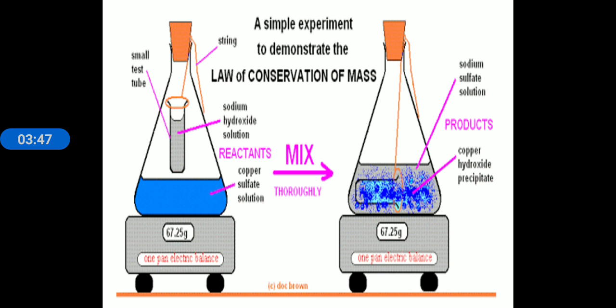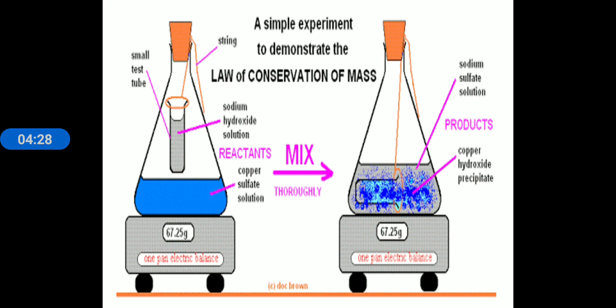In this experiment, we need an electrical balance to measure the weight of the reacting substances, a conical flask, and a test tube. The test tube is hanging in the conical flask with the help of a string. This test tube contains the chemical sodium hydroxide in the form of solution, and in the conical flask copper sulfate solution is present. The net mass of all these reacting substances and apparatus is 67.25 grams before chemical reaction.